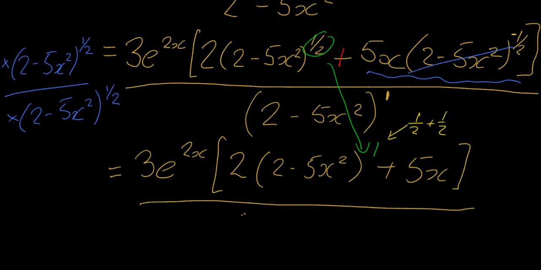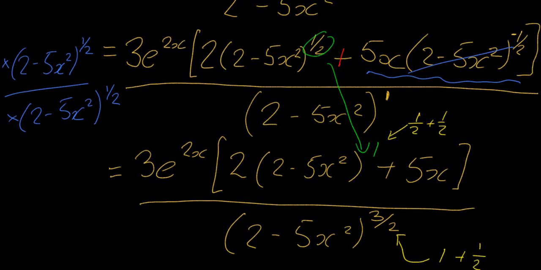And at the bottom, what you're going to end up with is, now you need to multiply by the same thing again, 2 minus 5x squared to the power of half. So 1 plus half is going to be 3 on 2. So again, this comes from the fact that we have 1 plus half. We're just adding the indices from over here and from over here. And they're going to be added together to give you an index of 3 on 2.